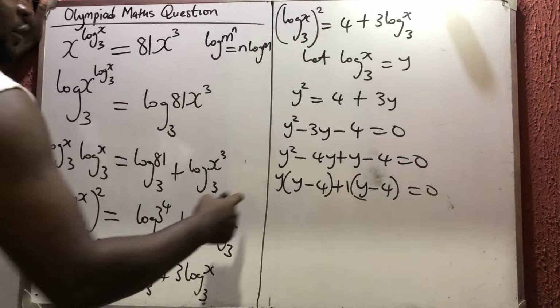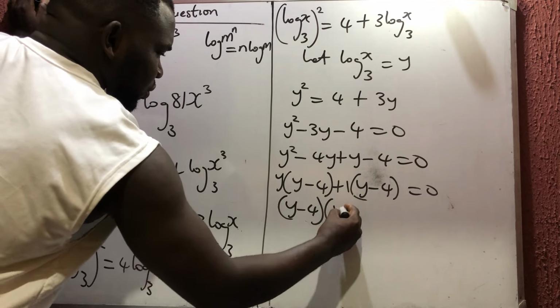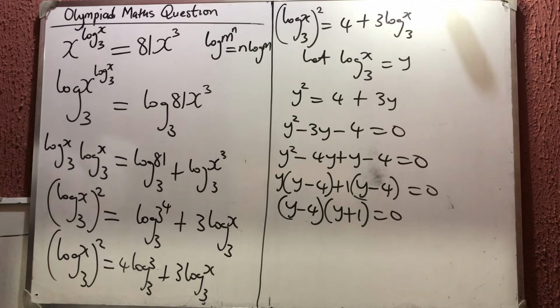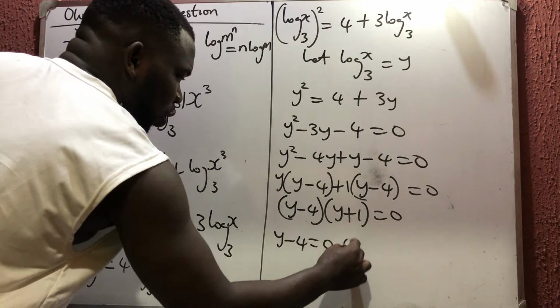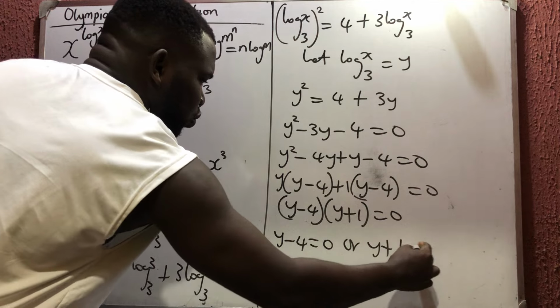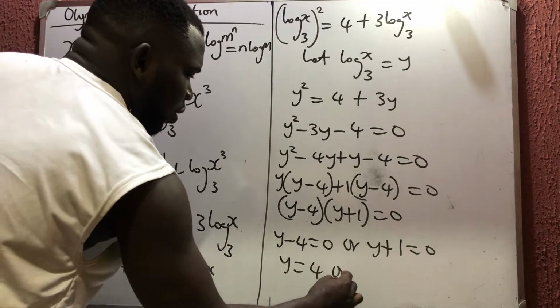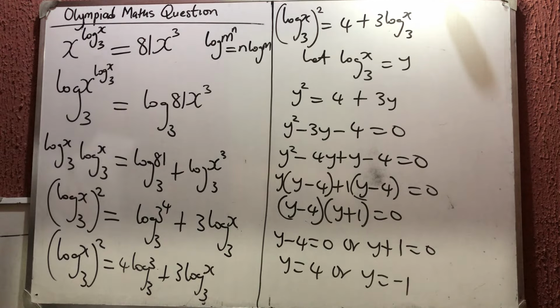So what do we have? What is common is y minus 4, and the only remaining thing will become y plus 1 is equal to 0. And when the product of two things is 0, automatically one of them must be 0. So I'll be saying that y minus 4 is 0, or we have that y plus 1 is 0. So what do we have? That y is equal to 4, or y is equal to minus 1.